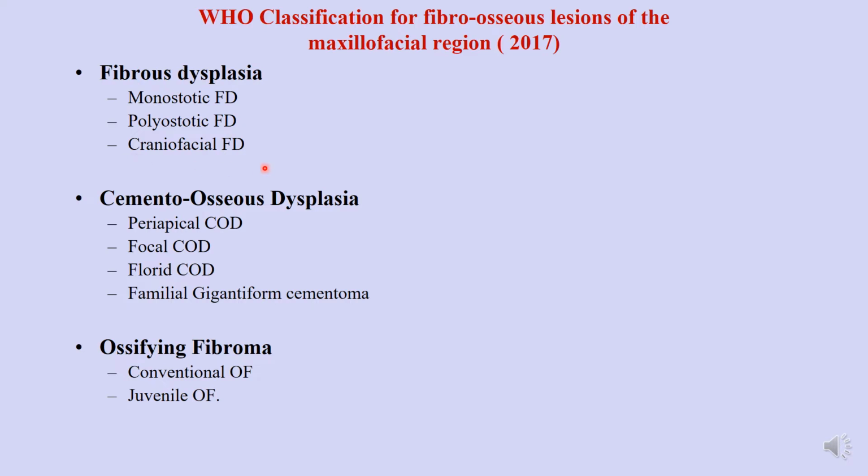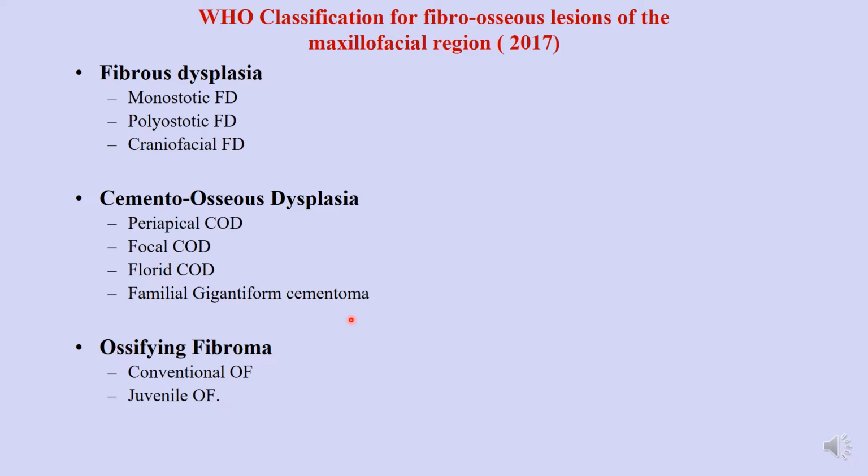Now monostotic is when one bone is affected. Polyostotic is, poly means many, ostotic means bones, so many bones are affected. That's when you call it polyostotic fibrous dysplasia. Craniofacial fibrous dysplasia is specifically when the bones of the craniofacial region are affected.